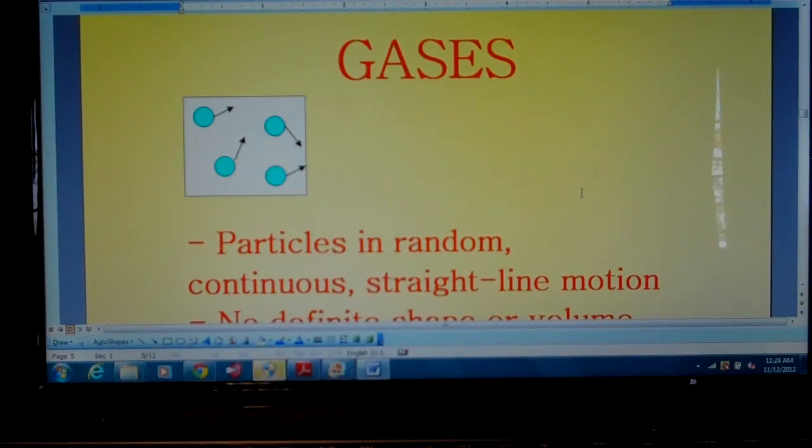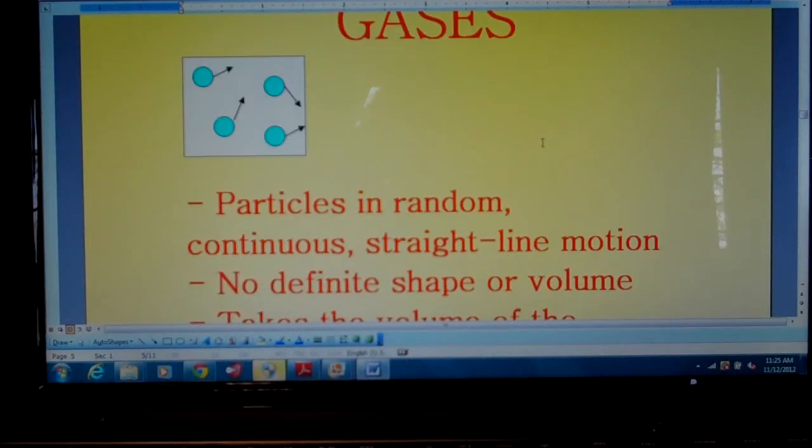We're going to take a look at gases. We're going to review some of the things that we should know. As you take a look at the diagram here, we have particles with arrows. Those arrows are just showing the straight line motion. These particles are in random motion, they're in continuous motion, and they are in straight line motion.